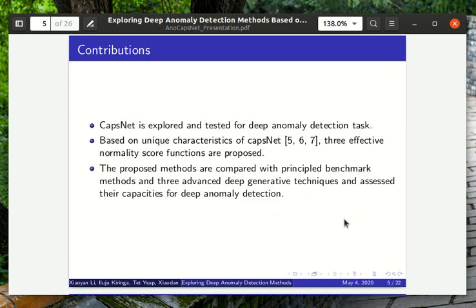In IoT systems, it may represent a hardware failure or alarming event captured by sensors. The contribution of this paper includes: CapsNet is explored and tested for deep anomaly detection tasks. Based on unique characteristics of CapsNet, 3 effective anomaly score functions are proposed. The proposed methods are compared with the principal benchmark and 3 advanced deep generative techniques and assessed for their capability for deep anomaly detection.